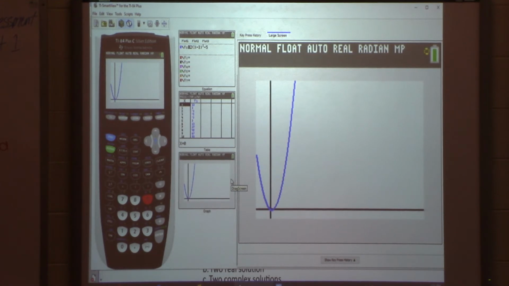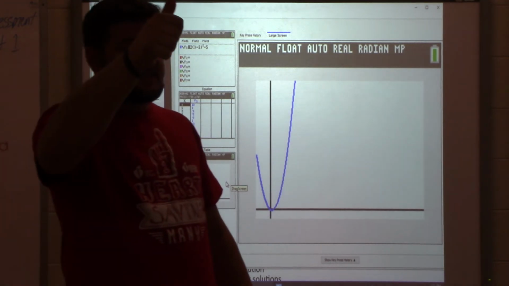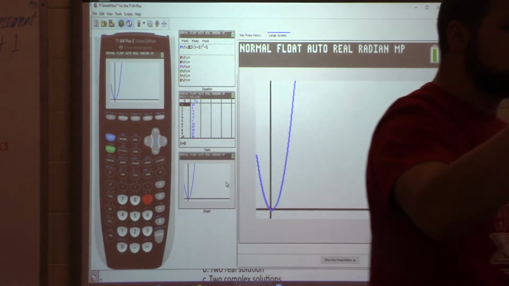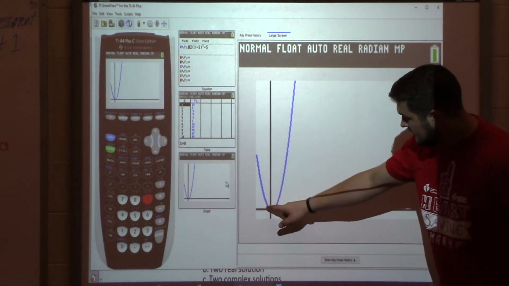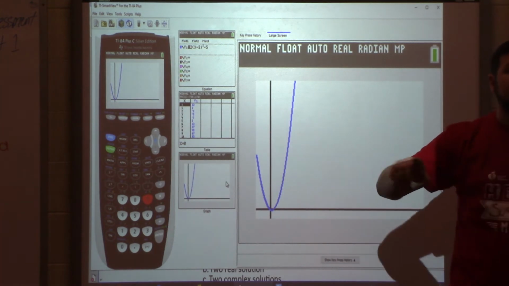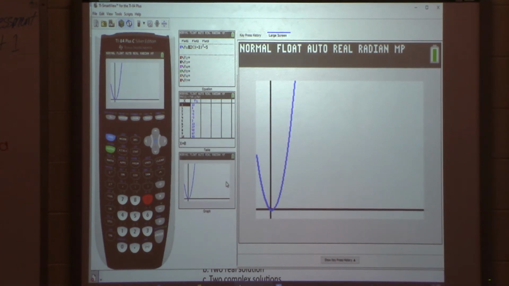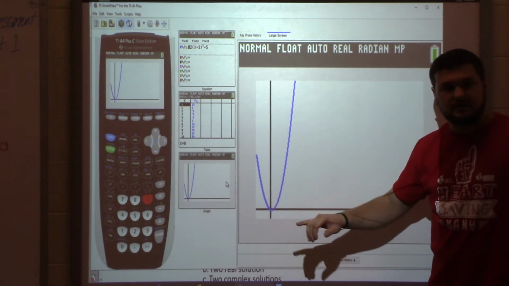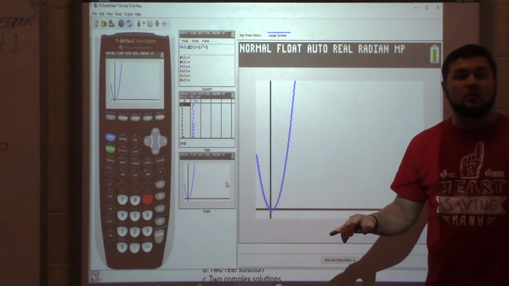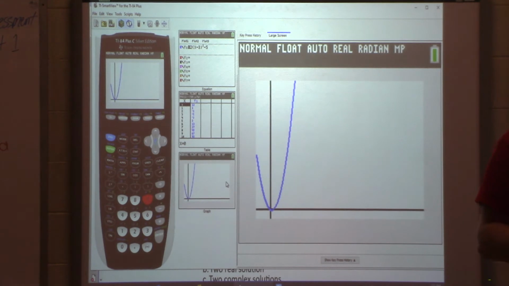Right? Now, look at your graph. Does it cross the x-axis? Does it touch the x-axis? Or does it not touch it at all? It touches and it crosses it, right? It goes down and it comes back up. So it hits it how many times? Twice. Look, it hits it here and there. It's a double whammy. So what type of solutions would I get from this? I would get 2 real solutions.